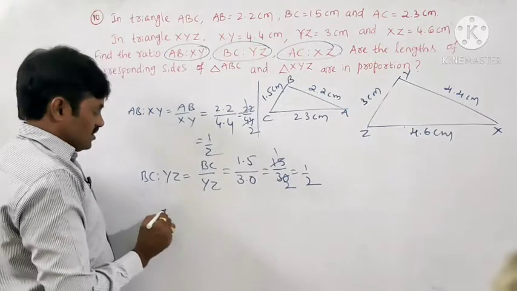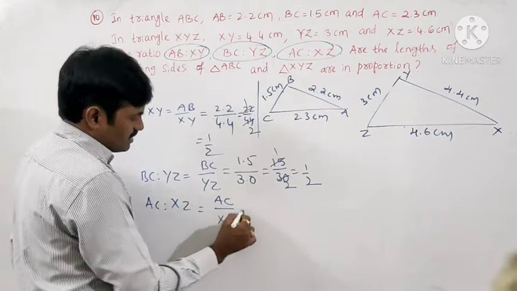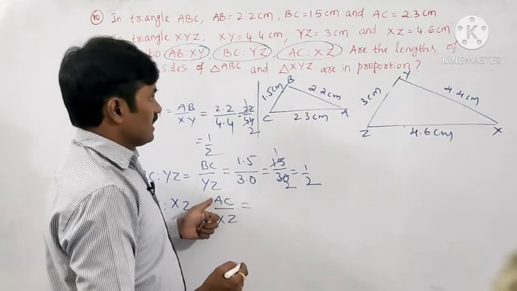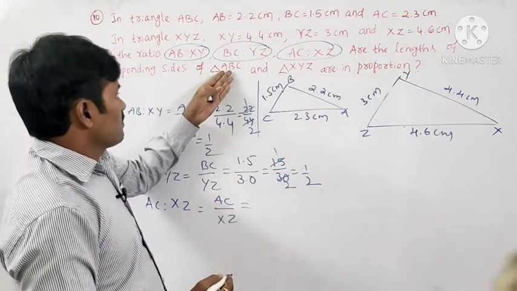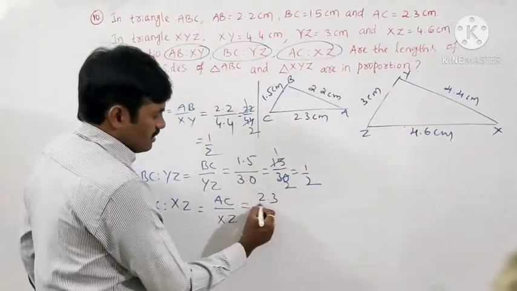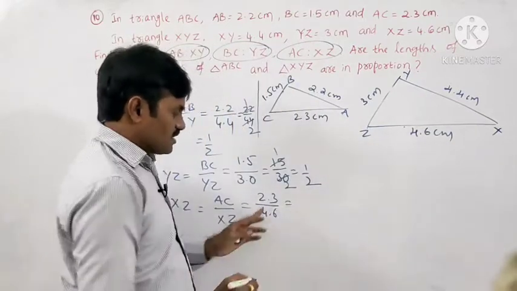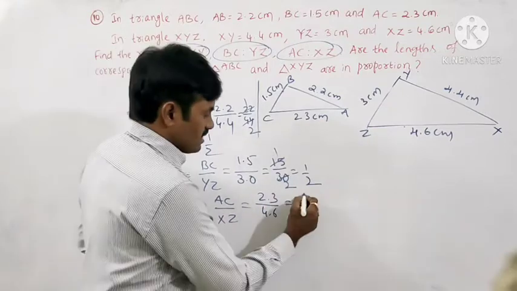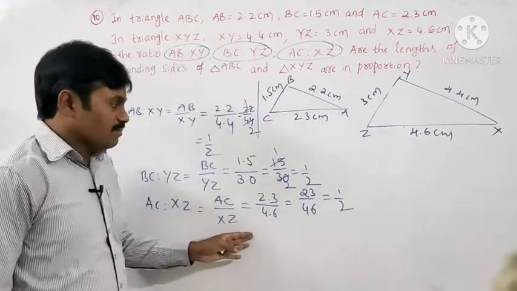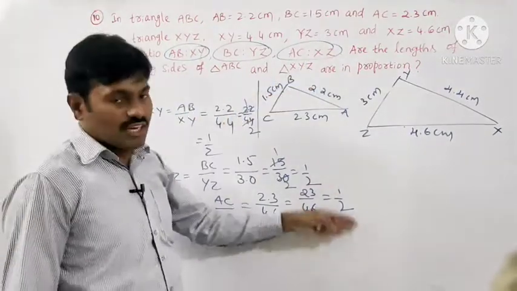So AC is to XZ, AC by XZ. AC value is given as 2.3 centimeters, by XZ value 4.6. After the decimal point, here also one digit, here also one digit, we can cancel. So it becomes 23 by 46, so 1 by 2 here. See here, the lengths of the corresponding sides have the same ratio.